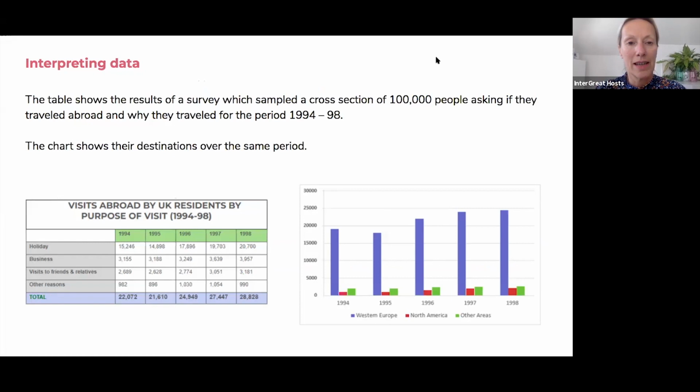Okay, so this is the task. So just have a quick look at this. So the table shows the results of a survey which sampled a cross-section of 100,000 people, asking if they travelled abroad and why they travelled for the period 1994 to 1998. Okay, the chart shows the destinations over the same period. So you're looking at two different types of data here. Another thing to notice is it's American English. Okay, so normally we would have double L, travelled.